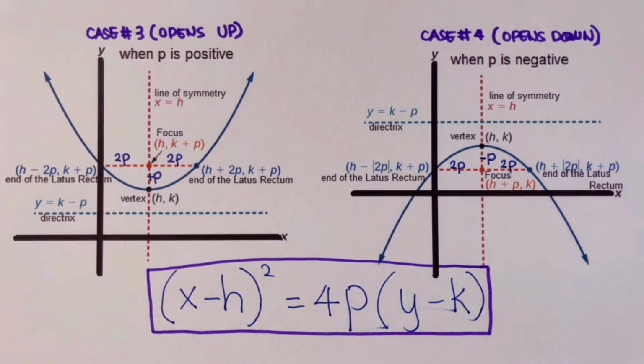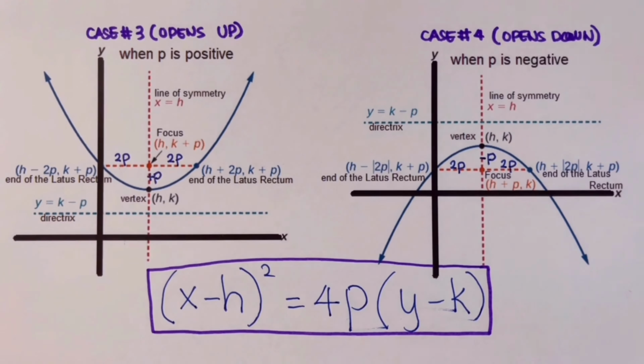Now we remember that one end of the latus rectum has a distance of 2p from the focus. So I'm going to write that information up here. Since it's 2p distance from the focus, and our p is 1, we plug it in. 2 times 1 would be 2. So we are going to count 2 to the left and 2 to the right from the focus, and that is where the ends of the latus rectum are located.